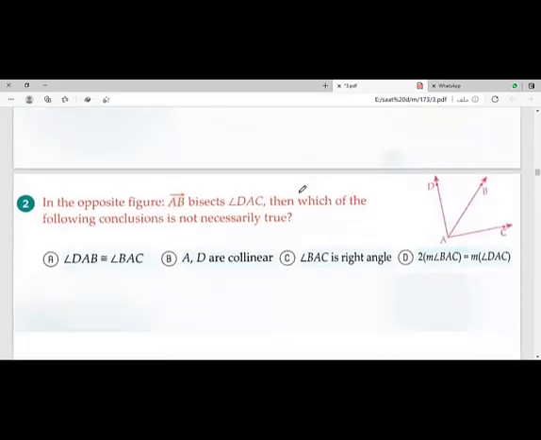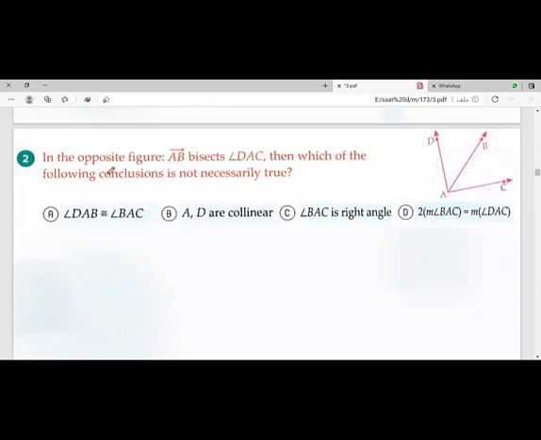The next question. In the opposite figure, AB bisects angle DAC. Then which of the following conclusions is not necessarily true? Read the angles and look at the diagram. Here, this angle equals that angle in the diagram. So here, angle DAB is congruent to angle BAC.